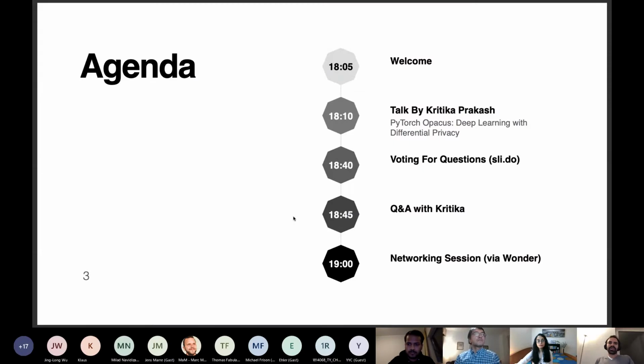Then we're going to start with Kritika's talk, and she's going to talk about PyTorch Opacus, which is deep learning with differential privacy. Kritika is currently a research scientist at OpenMind, and I also read from her Twitter stream recently that she's quite successful in terms of publishing, having a NeurIPS workshop publication this year. So congratulations definitely to that. And we look really much forward to your talk.